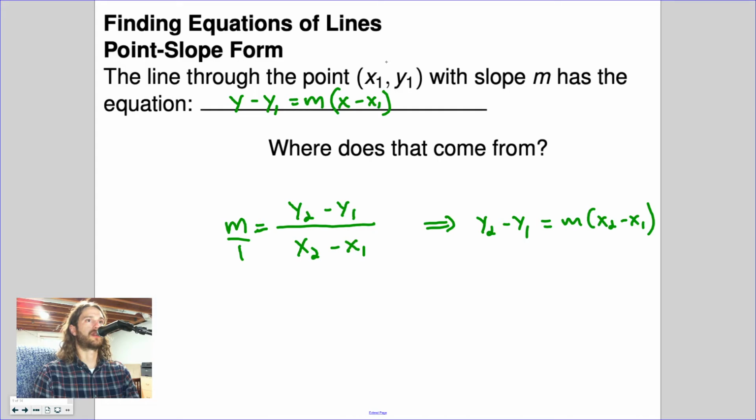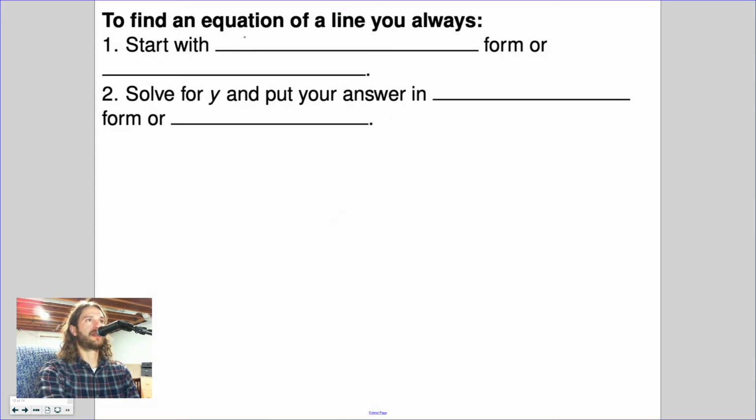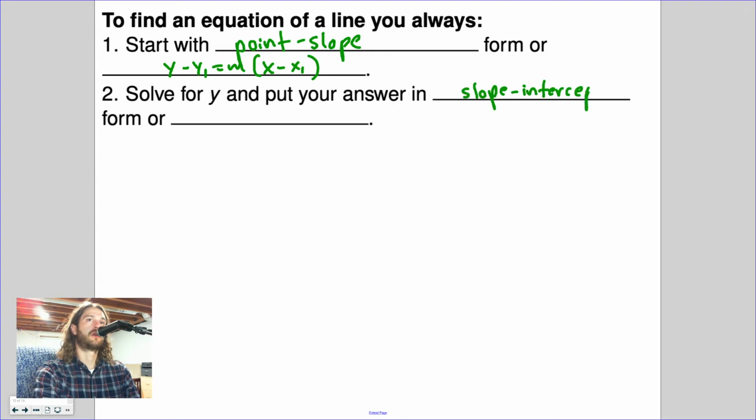We can alter this point slope form, and that's what we do. If we want to write something in slope-intercept form and we have information like 2 points or a point and a slope, we always start with point slope, which is y minus y1 equals m times x minus x1. And then we can use the information from that to put our answer in slope-intercept form, which is, remember, y equals mx plus b. So we go from this form to this form. Pretty fantastic.